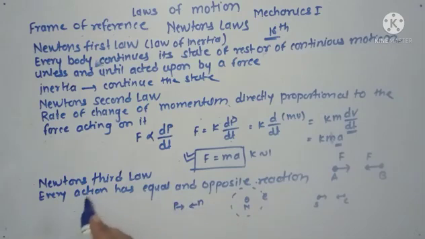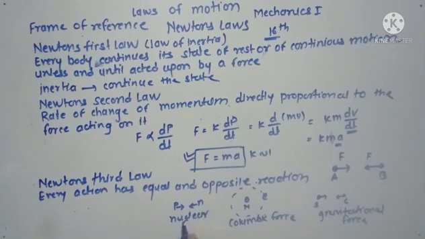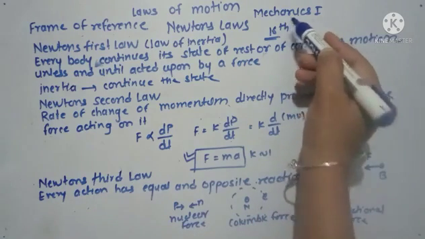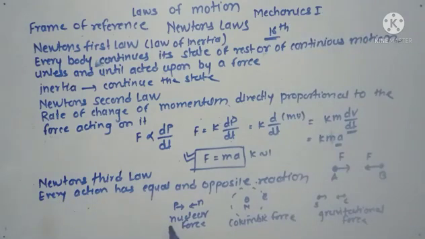This law, Newton's third law of motion, is applicable everywhere. This is a gravitational force. This is the Coulombic force. And this is a nuclear force. It is applicable everywhere, in every motion, in mechanics, everywhere. So the third law says that every action has equal and opposite reaction, which means that if a particle applies a force on another particle, the other particle will also apply an equal and opposite force on the first particle.